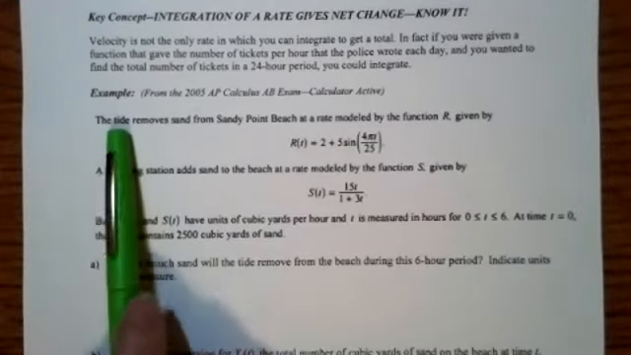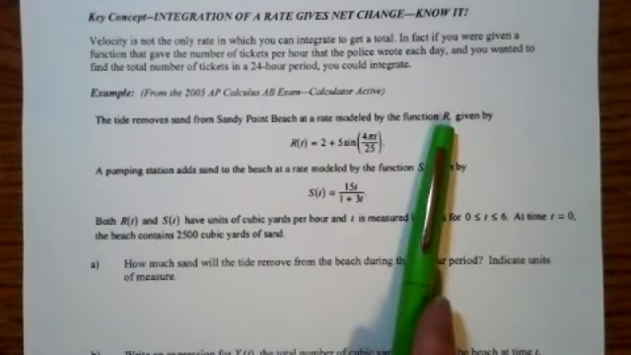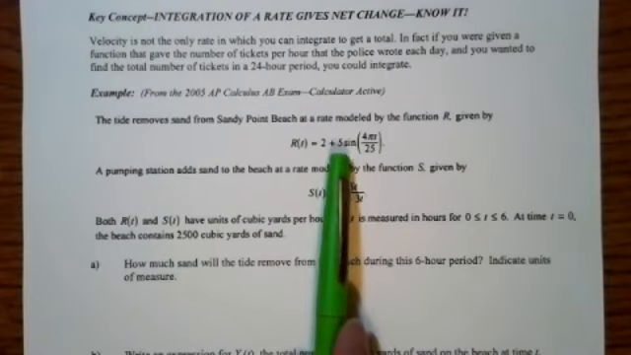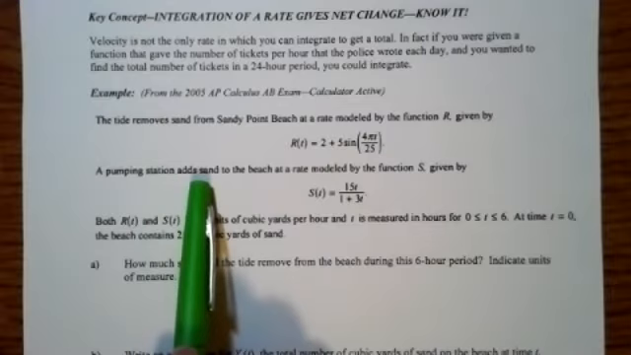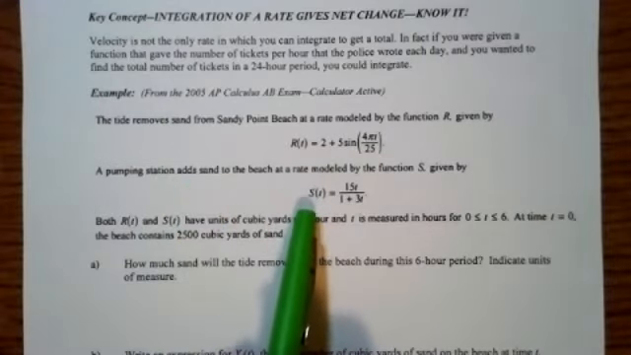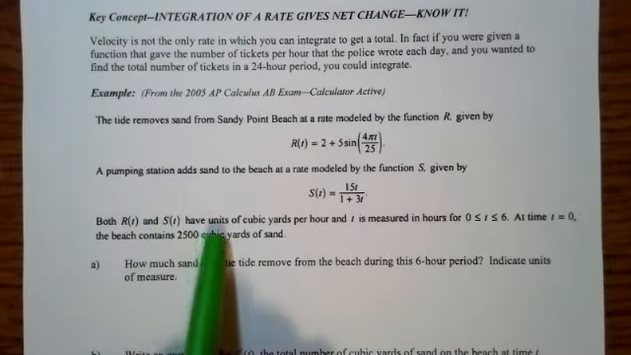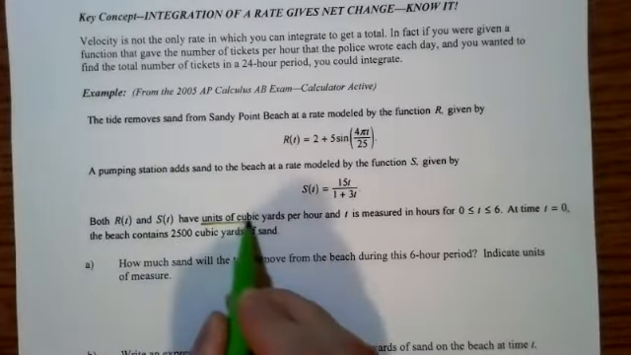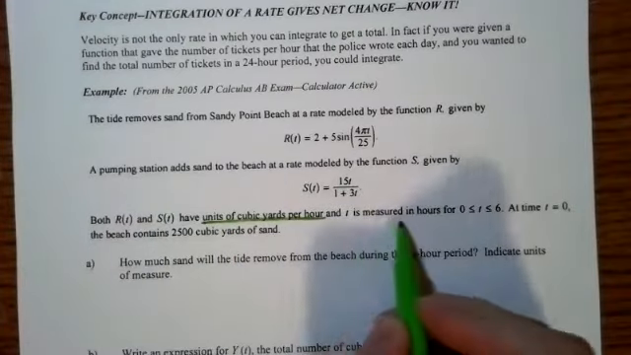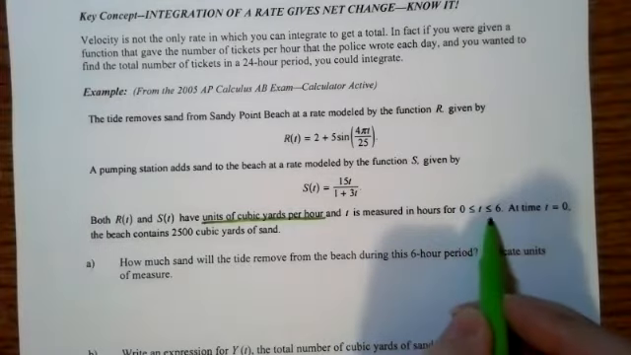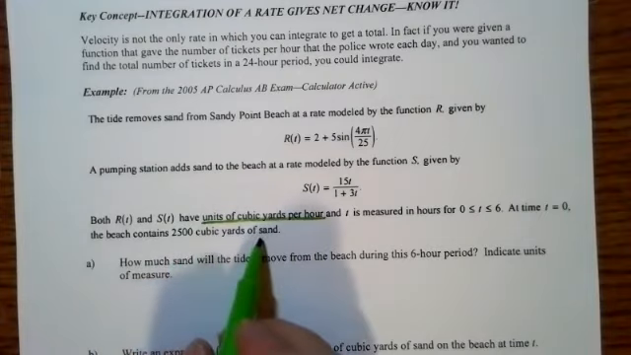We have a tide, water, you know, the ocean, removing sand from Sandy Point Beach at a rate that's modeled by the function r, and r is given by this function equation. A pumping station is adding sand to the beach at a rate that's modeled by the function s, given by this function. Both r of t and s of t have units that are cubic yards per hour. Units are always a big hint, so that's something that you should be underlining. T is measured in hours and is valid for times from 0 to 6. And we know that at time 0, the beach contains 2,500 cubic yards of sand.